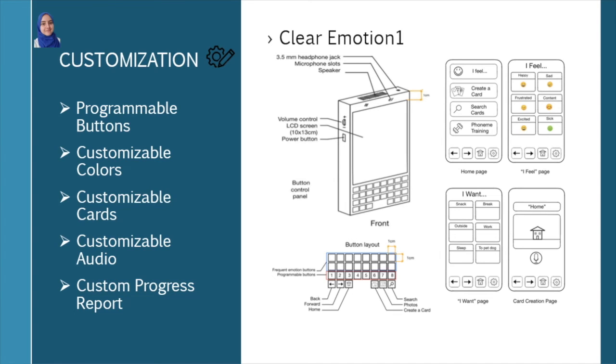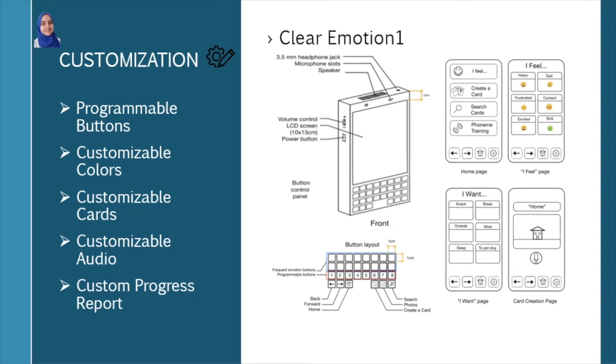The user can also customize the colors on the Clear Emotion 1 to represent their core emotions, such as sadness, anger, frustration, etc. This ensures the user can easily select their emotions when using the device. Customizable cards allow the user to create custom emotion cards using personal images, words, and/or user audio recording. This allows the user to have a greater freedom of expression whilst using the device.